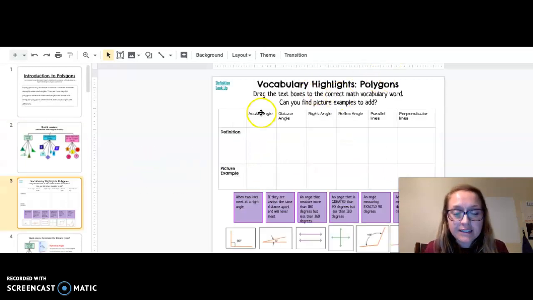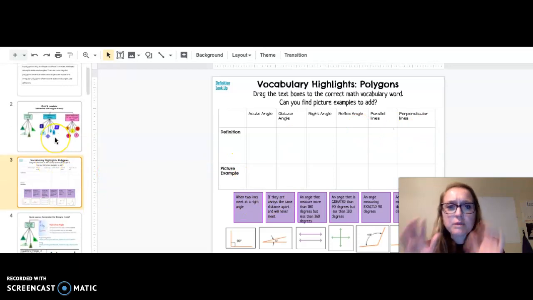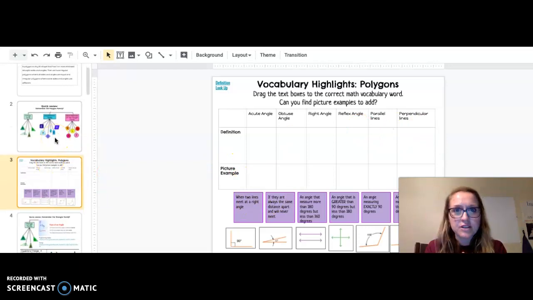So if you look at these vocabulary words, acute angle, obtuse angle, right angle, can you match their definition? And then can you match their picture example? If you can't, that is okay. We have our definition look up here, and if these angles are confusing, there will be a spot where you can look at explanations of angles and videos of angles.